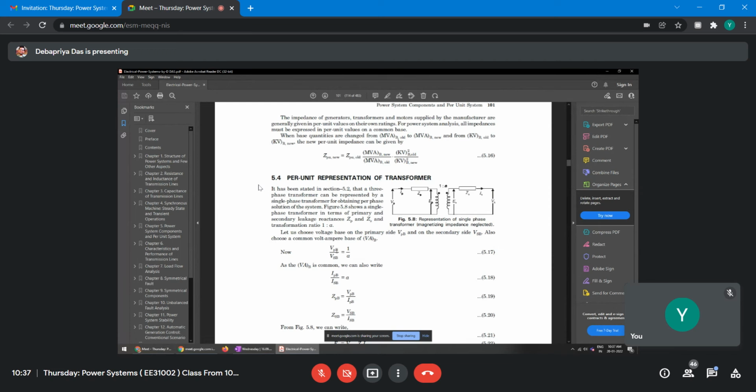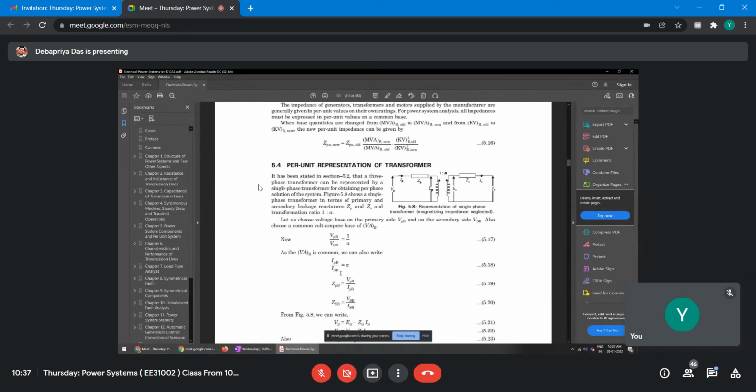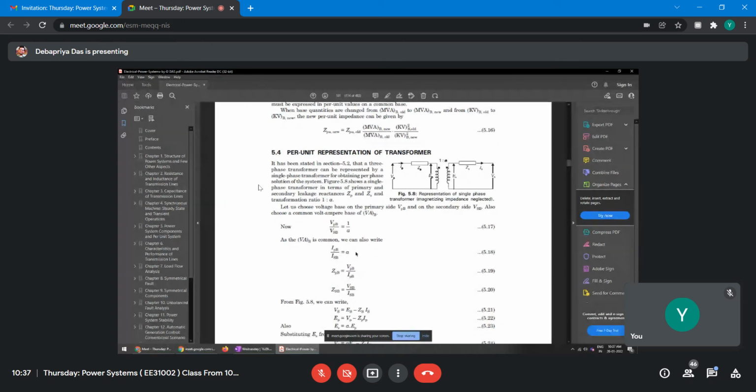So V primary side base by V secondary side base is equal to 1 upon A. Similarly, as the volt-ampere base is common for both sides, we can write I primary base by I secondary base is equal to A, right? Because in general, suppose the primary side turn is N1 and current is IP, so N1 into IP is equal to N2 into IS. But we are taking the base ratio, which will remain the same. It cannot change. So I primary base upon I secondary base is equal to A.